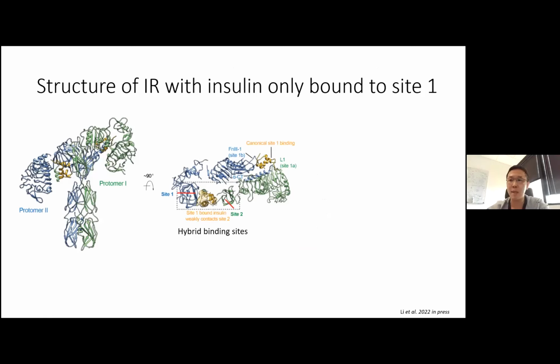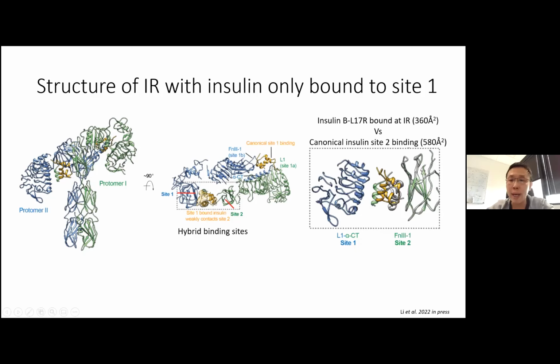So if you look at the asymmetric conformation closely, the structure is quite interesting. In half of the receptor, the insulin binding at the Sat1 is very similar to the binding mode in the T-shaped symmetric conformation. However, in the other half of this asymmetric structure, the Sat1 bound insulin also weakly touches the Sat2, right? So we call this a hybrid binding site. The one insulin primarily binds at Sat1, but at the same time weakly touches the Sat2.